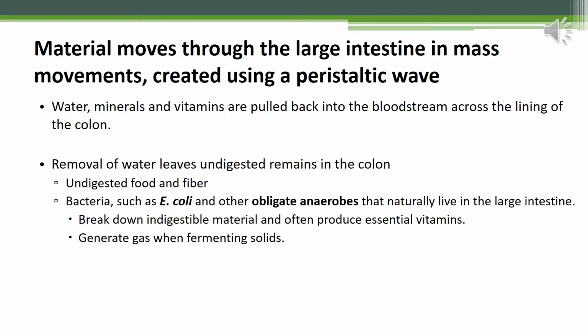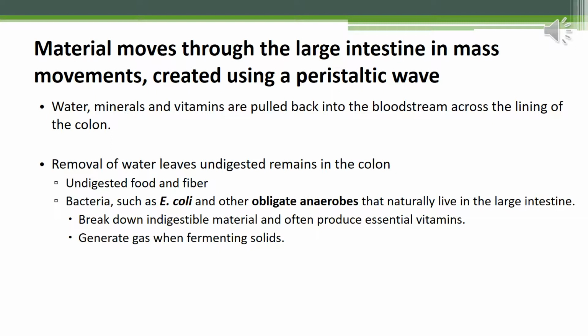Now within the colon we have a lot of good natural bacteria that reside there. I think there's about 700 species. And one of these bacteria is E. coli. And we also have some other obligate anaerobes, which means they can live without oxygen. And these are naturally occurring in the large intestine. And I should say that E. coli only makes you sick when it crosses a barrier within the body. So that's why we can have E. coli in the colon without it making us sick.